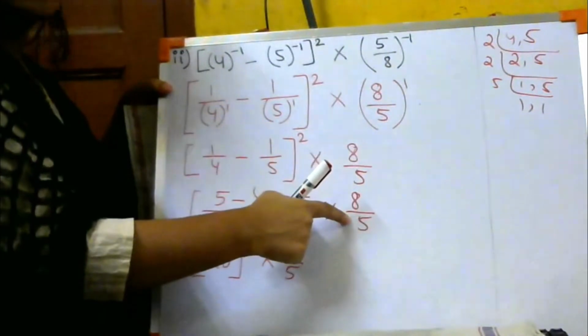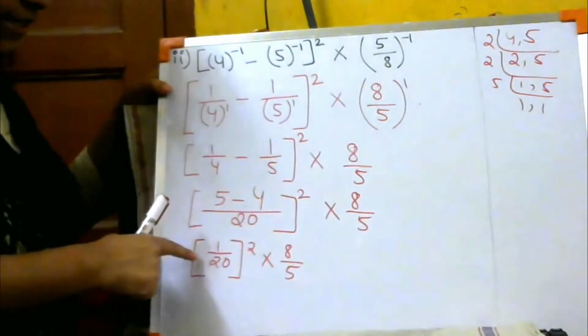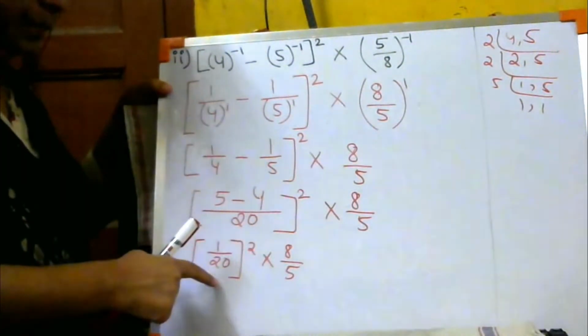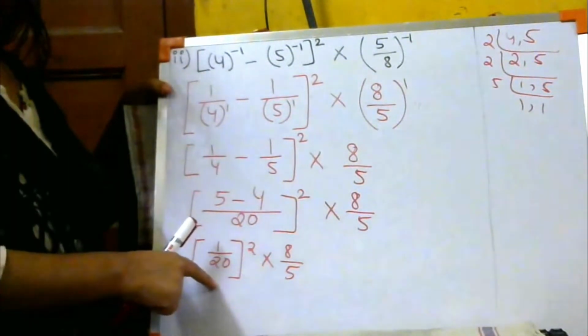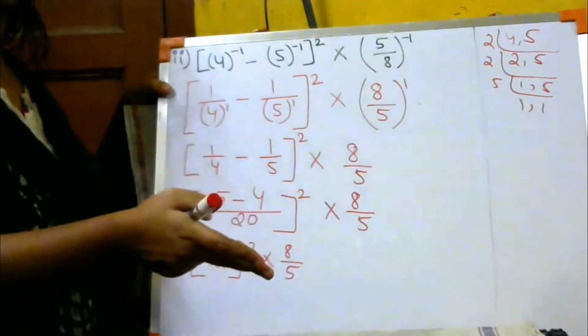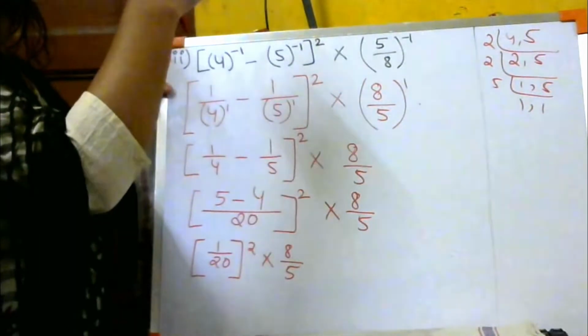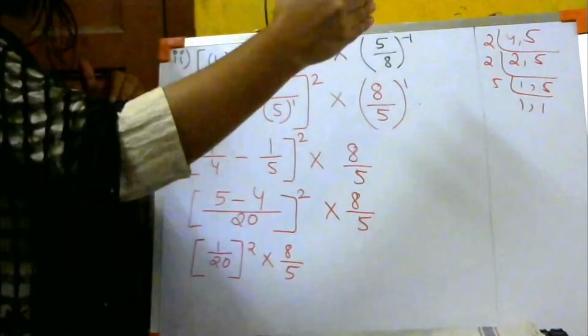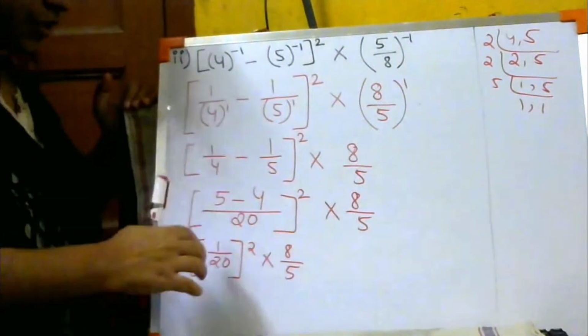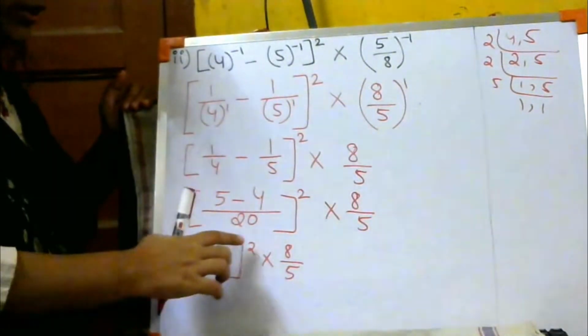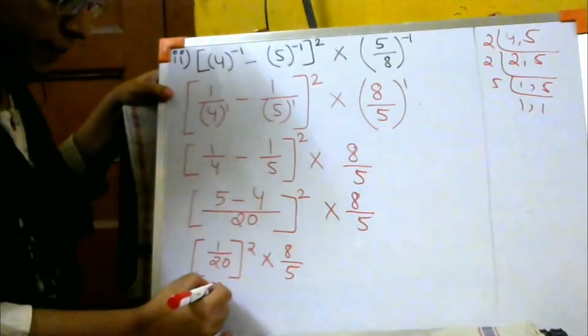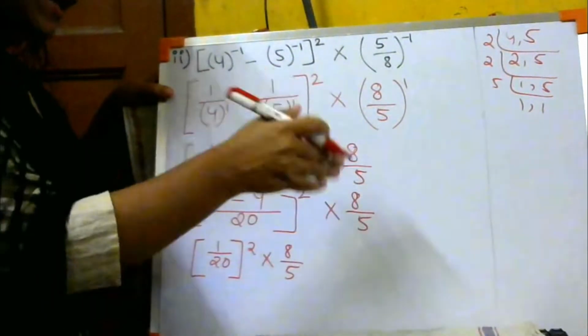That is why we have written only 1 time. Now over here it is to the power 2. That means this particular digit or this particular fraction will be repeated 2 times. Power 2, power 1, power 3 means how many times that number is repeated. So that is what we are doing. So 1 by 20 to the power 2 means 1 by 20 into 1 by 20 into 8 by 5.